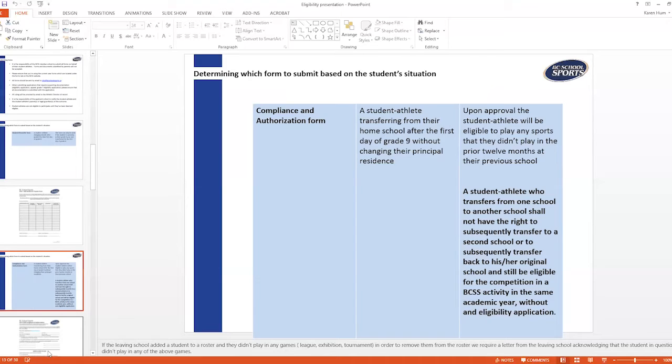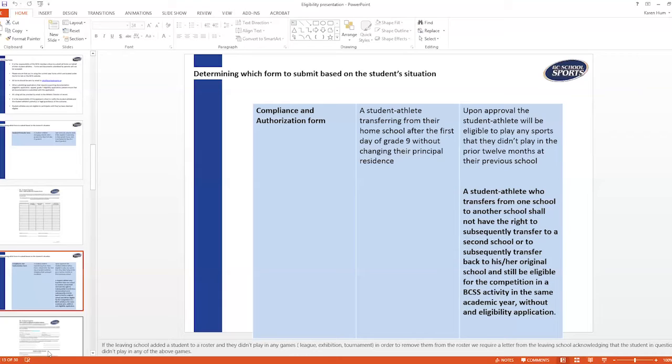The other item of note on a compliance and authorization: in a semester type school, a student can't go to one school in term 1, transfer using a compliance and authorization, and then transfer to another school in the second term. They can't go back and forth using the compliance and authorization. We've had cases where one school has one sport and another school has another sport.